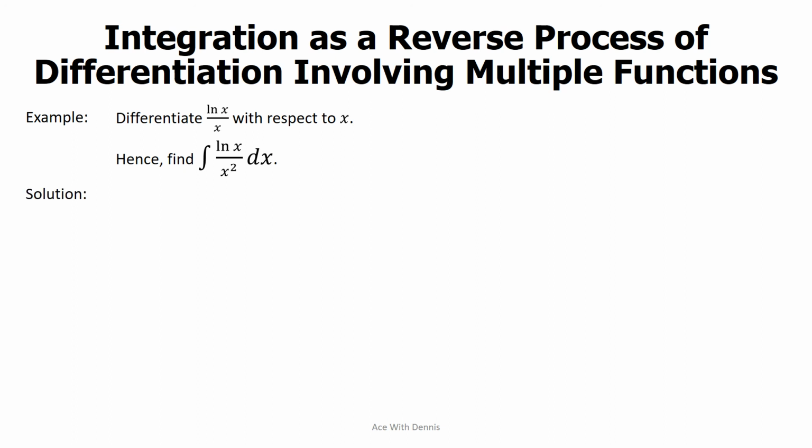Here is the solution. First, we differentiate ln x over x in terms of x, which we need to apply the quotient rule. And this is what we get. x times 1 over x minus ln x times 1, over x squared. We simplify it, we get 1 minus ln x over x squared.